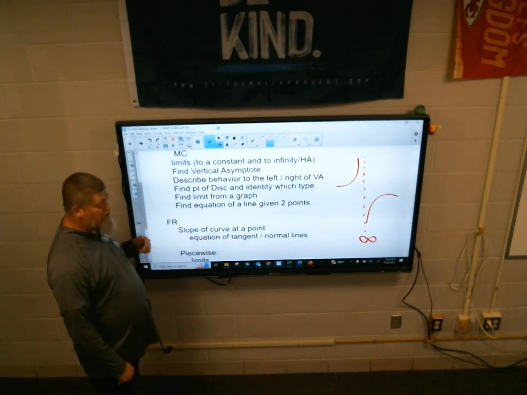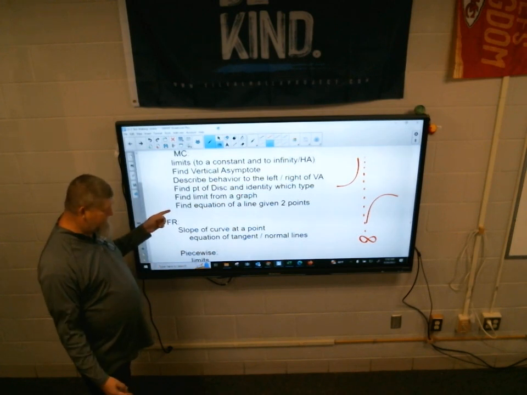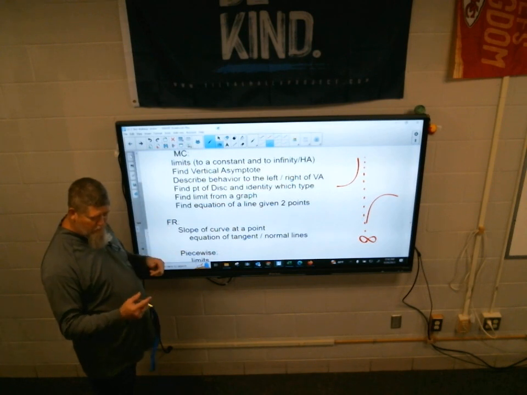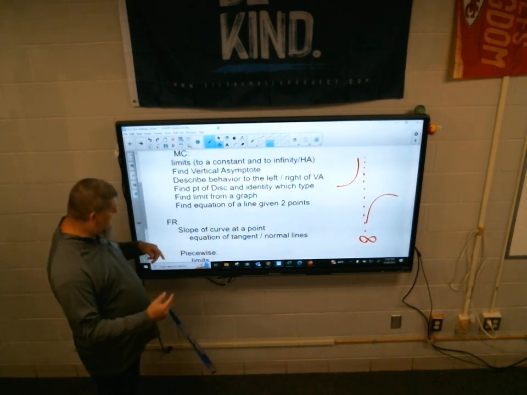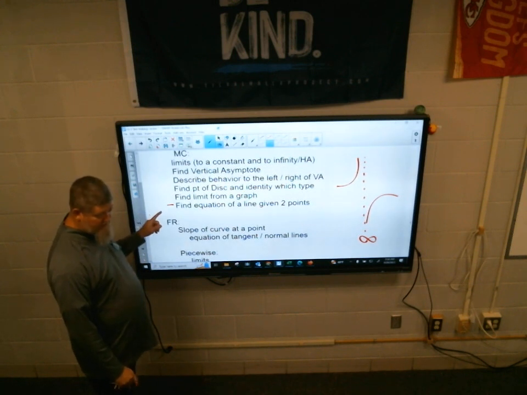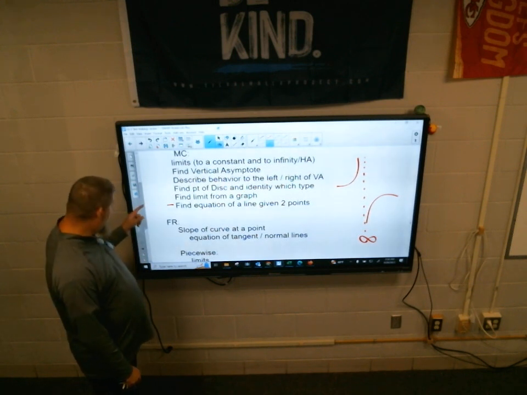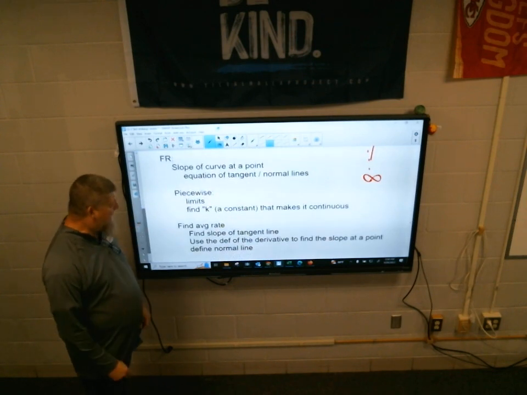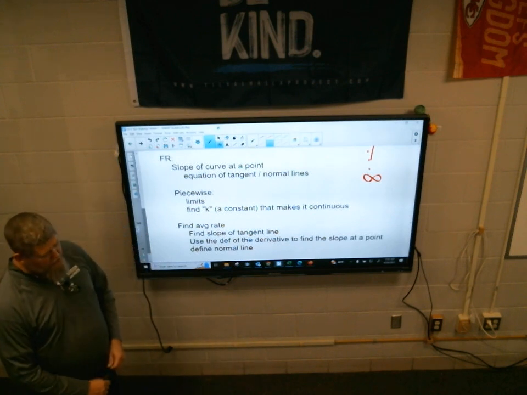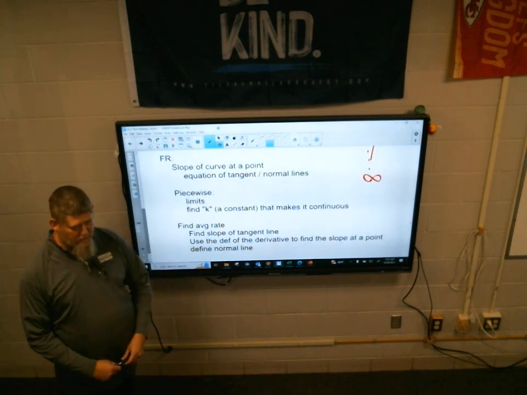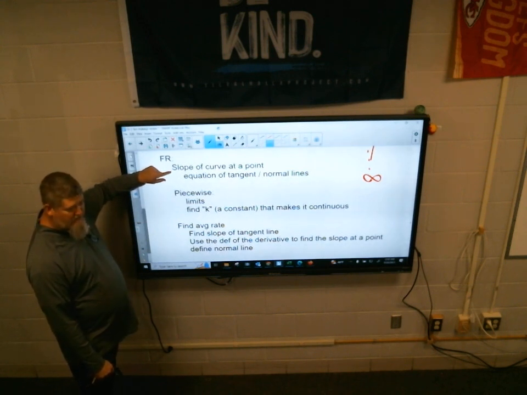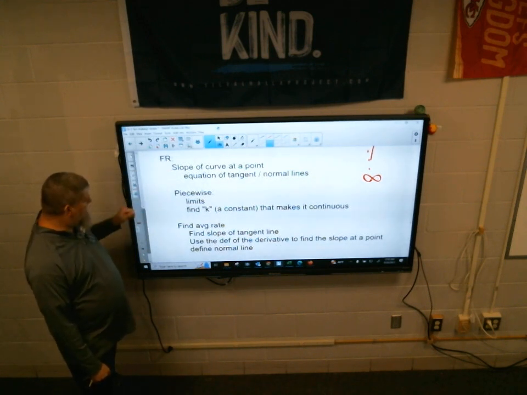Find the equation of a line given 2 points. Slope. Basic secant line, use your slope, y2 minus y1 over x2 minus x1, and solve. That's actually an Algebra 1 question. Don't miss it. Alrighty? For free response, question number 1, I'm going to ask you to do the whole thing. Find the slope of a curve at a point, find the tangent line, find the normal line. I don't ask you to graph them, but I ask you to do all those other things. Remember, 95% of it is finding the slope, 98% is finding the slope, and then the equations you're plugging in.